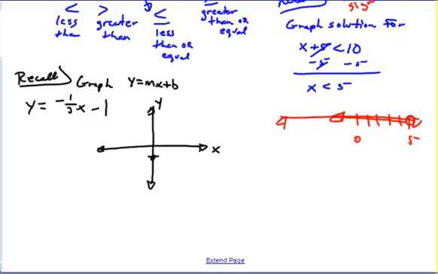Then we would get the slope. The slope is what's attached to x, negative 1/3. Slope is rise over run, right? So the rise is up and down. Is this telling me to go up or down 1? Down 1 and to the right 3.